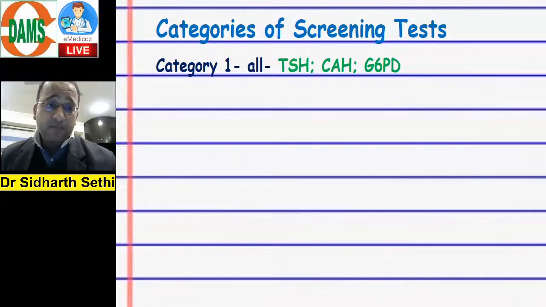Now in India, CAH is common, G6PD is common. So for our country, at least these three tests are very important: TSH, congenital adrenal hyperplasia, and G6PD deficiency. All of these disorders are serious. If they happen in a child, he can have a crisis. So we should do all of these tests. And I'll be talking about the rest of the tests today.